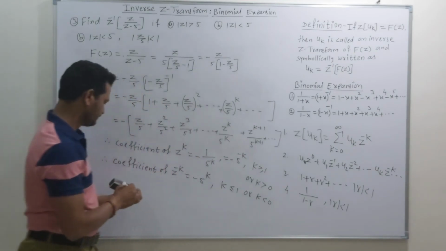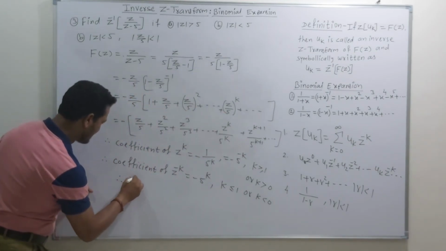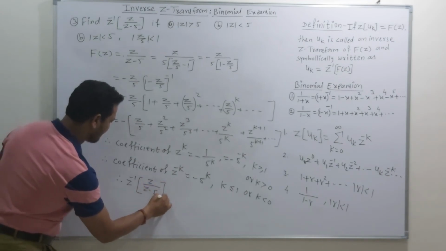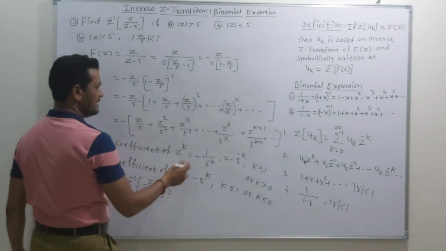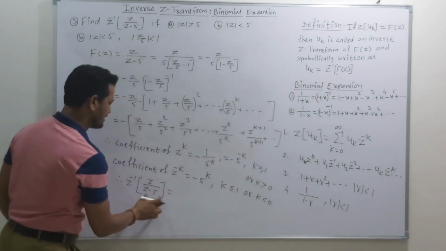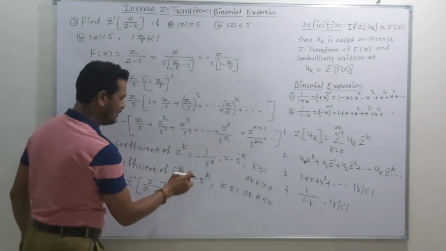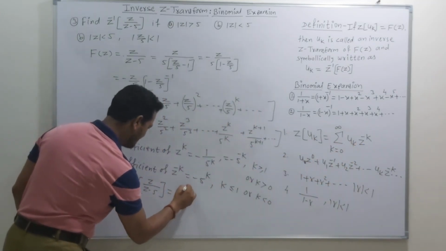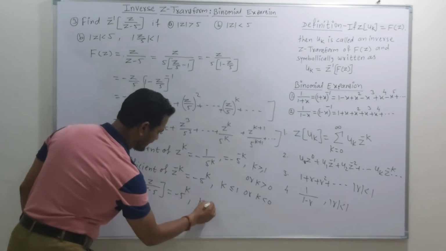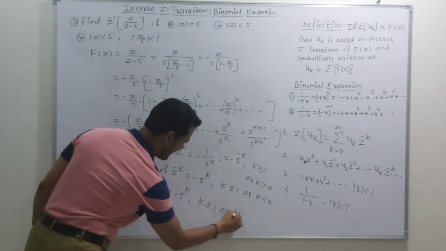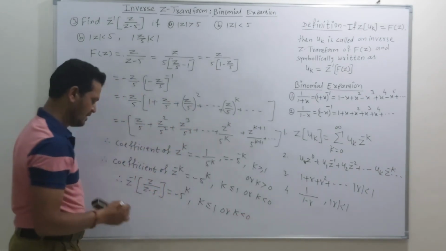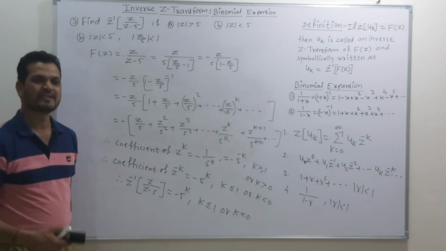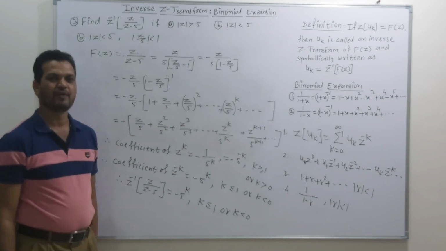So therefore we can write inverse z transformation of z upon z minus 5, and its value is according to this formula, that inverse z transformation is sequence uk, and value of uk means coefficient of z raised to minus k, and this value is minus 5 raised to k for k is less than or equal to 1, or we may write this as k is strictly less than 0. So friends, here we solve 3 important examples. Now let's take some examples for your practice purpose.